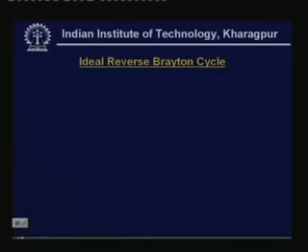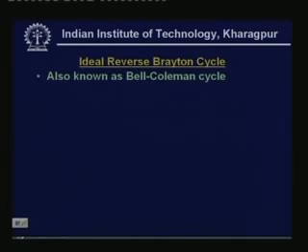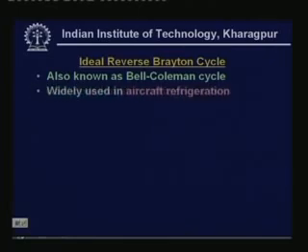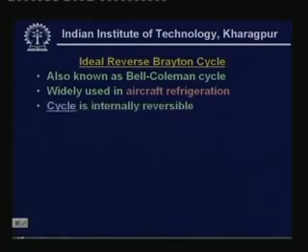Let us first look at the ideal reverse Brayton cycle. This is actually a modification of the Carnot cycle, and it is also known as the Bell-Coleman cycle or sometimes the Joule cycle. Bell-Coleman cycle, reverse Brayton cycle and Joule cycle mean the same thing. This is widely used in aircraft refrigeration, and this cycle is internally reversible. The Carnot cycle is both internally as well as externally reversible, so you call the Carnot cycle a completely reversible cycle.